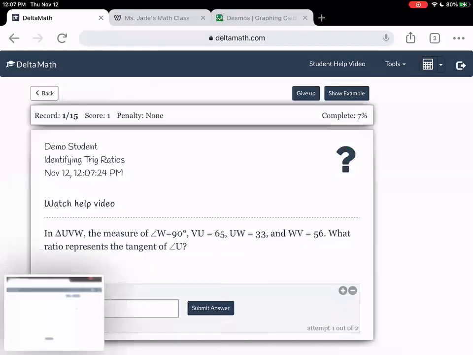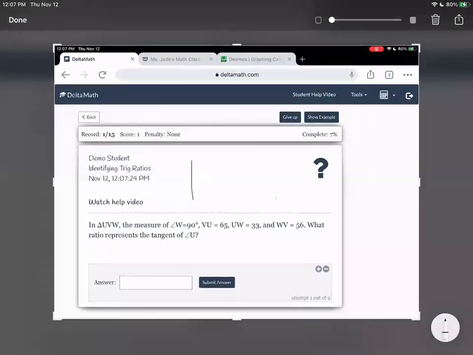I'm going to draw a right triangle. Just any old right triangle. And they say the measure of angle W is 90, so I know that this one is my right angle. Let's also label the U and the V, because this is triangle UVW. VU is 65. UW is 33, because it's between U and W. And WV is 56.